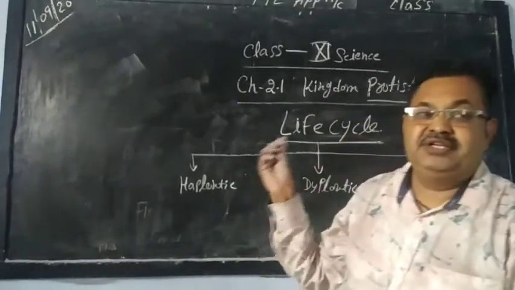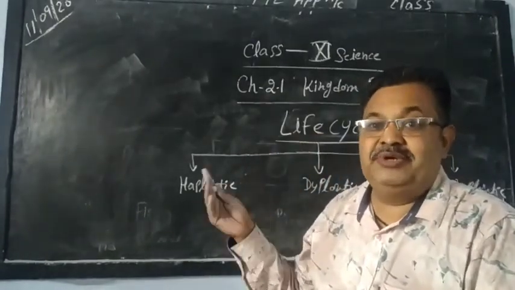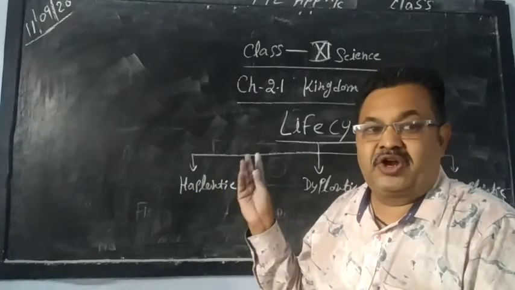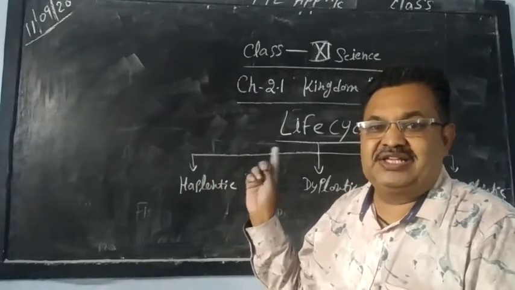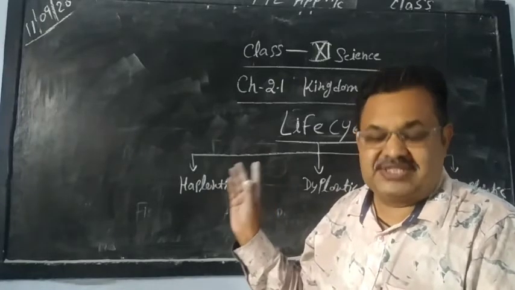In this method, two types of gametes are formed. Both gametes are the same, so it is known as isogamous type of reproduction. It is an example of sexual reproduction in haplontic type of life cycle.